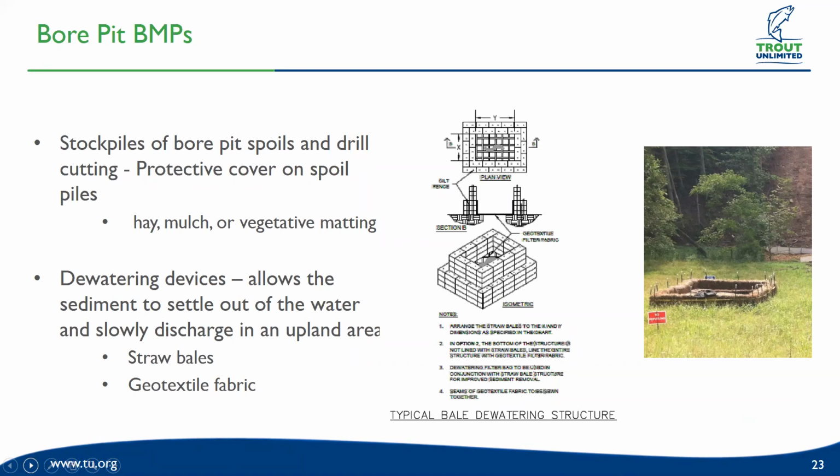And then the dewatering devices that are in place, these are generally made out of hay bales and geotextile fabric. And the idea is that the water is pumped out of the trench or the bore pit and into these dewatering devices, so that it's all sediment laden water and you really don't want that getting into the stream. So they put them in these dewatering structures so that the sediment settles out and then the water can flow through the geotextile fabric.